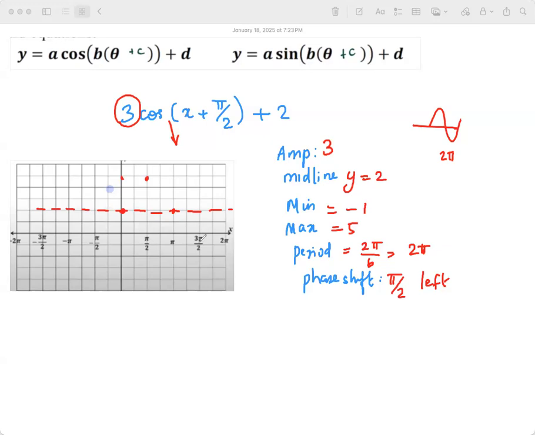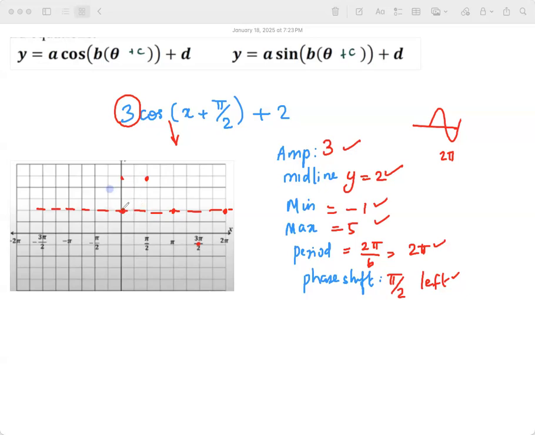So here it is a minus 1, should go till here. And then in 2 pi, it should come back, right? To 0. But what happens here? I accounted for amplitude, midline. I would like each of you to show me the graph, please. Min, max, period I accounted for, phase shift I didn't account for.